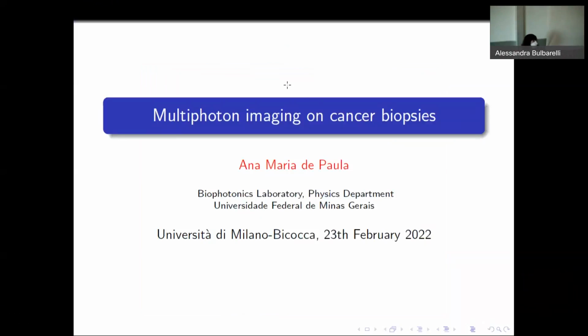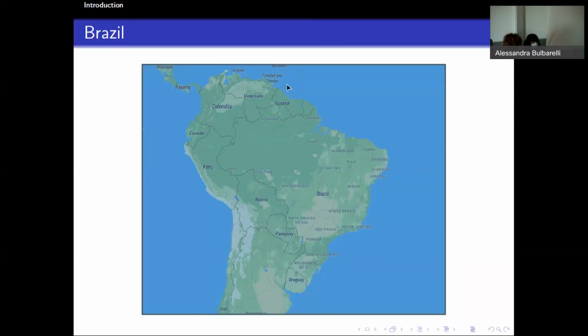Okay, well, thank you very much for inviting me to give the seminar here, and it's a pleasure to be able to talk to you and show a little bit of our work on multiphoton imaging in cancer biopsies. So our place is a lab in the physics department of the Federal University of Minas Gerais.